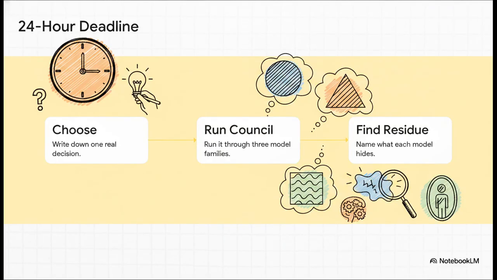All right, I'm giving you a 24-hour hard deadline to put this into practice. Step 1. Write down one real pending decision. Step 2. Run it through 3 completely different model families. Step 3. Name what each model hides. Find that residue. Do not fight your biases with shame. Fight them with the architecture of 3 stranger models before tomorrow.